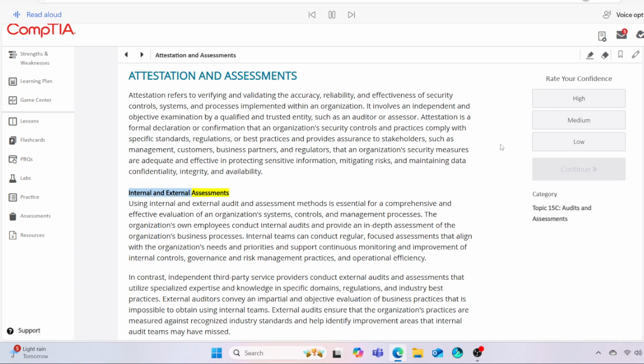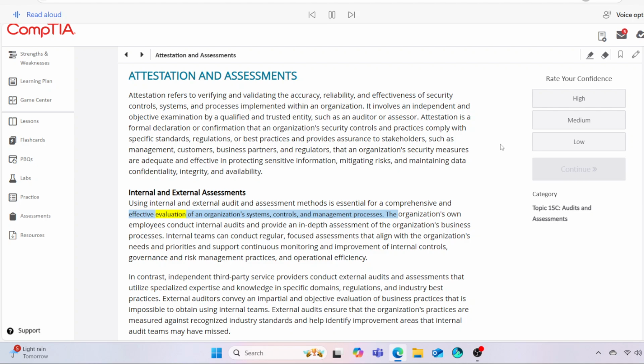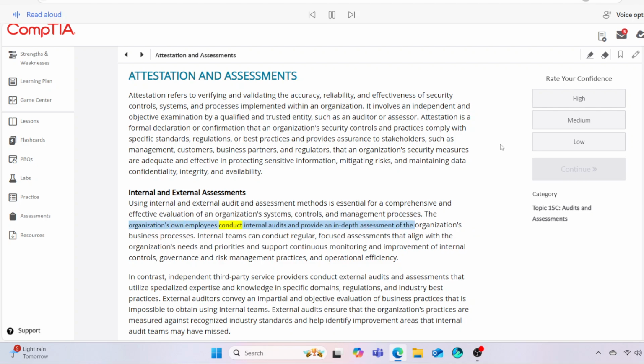Internal and external assessments. Using internal and external audit and assessment methods is essential for a comprehensive and effective evaluation of an organization's systems, controls, and management processes. The organization's own employees conduct internal audits and provide an in-depth assessment of the organization's business processes. Internal teams can conduct regular, focused assessments that align with the organization's needs and priorities and support continuous monitoring and improvement of internal controls, governance and risk management practices, and operational efficiency.